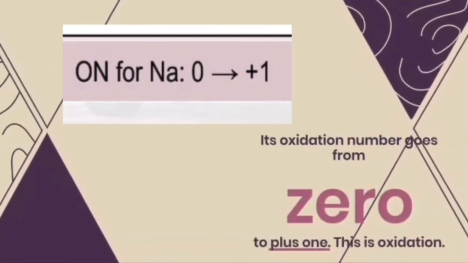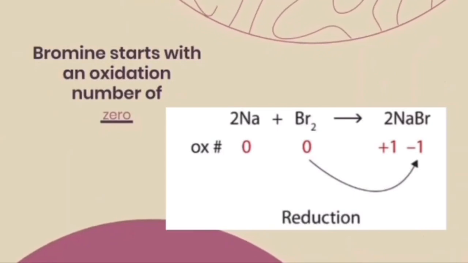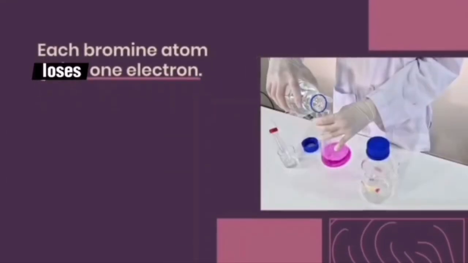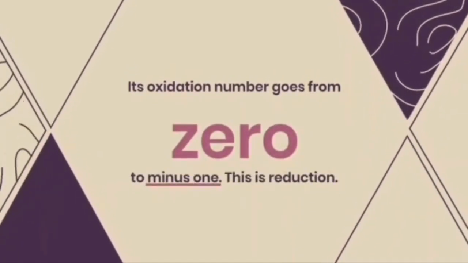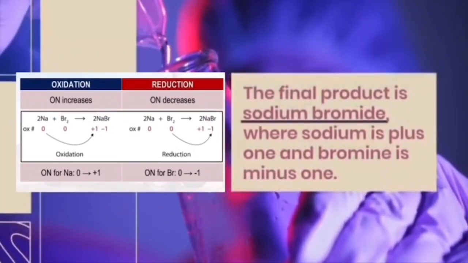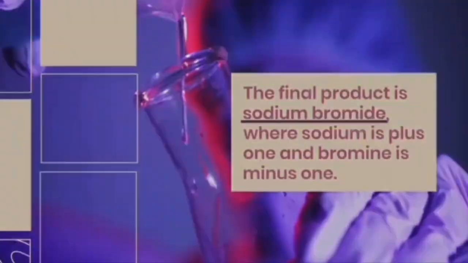This is oxidation. Bromine starts with an oxidation number of 0. Each bromine atom gains 1 electron. Each oxidation number goes from 0 to -1. This is reduction. The final product is sodium bromide, where sodium is +1 and bromine is -1.